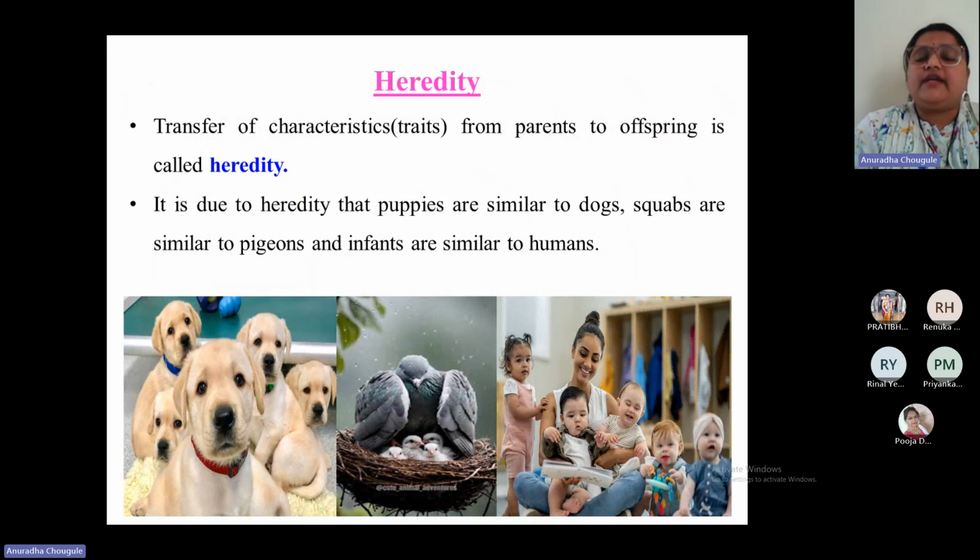Okay, so what is meant by heredity? Yes, please, can you tell me what is meant by heredity? Yes, Rinal, Renuka, Priyanka. The process by which our parents pass their genes to us, or we can transfer to the next generation. Generation to generation, gene transfer is there.